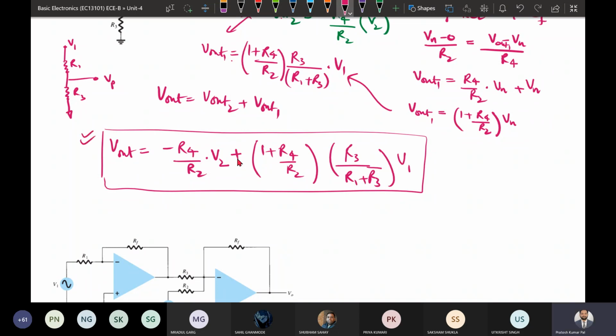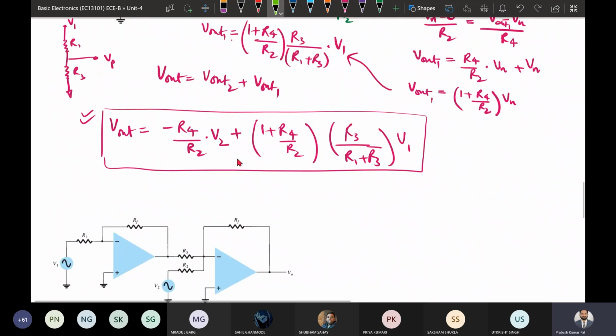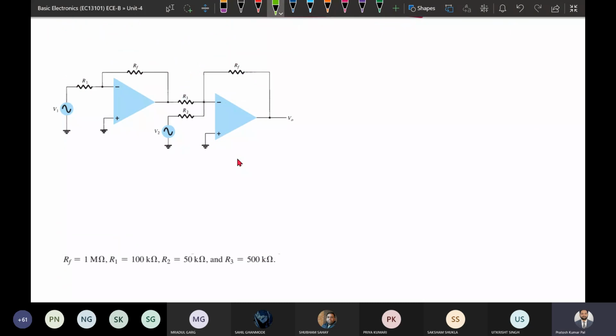So this is how we implement the subtractor by using the inverting and non-inverting cases of the operational amplifier. So this was the first type of subtractor. Another way to implement the subtractor is this one.